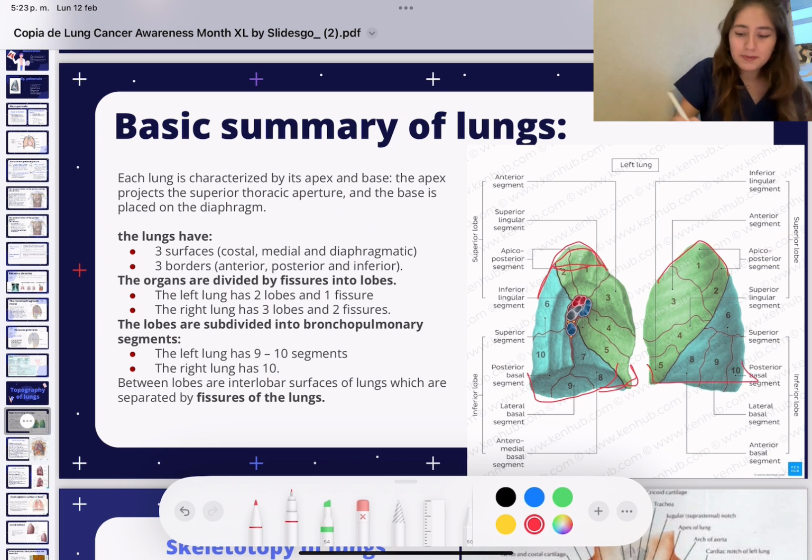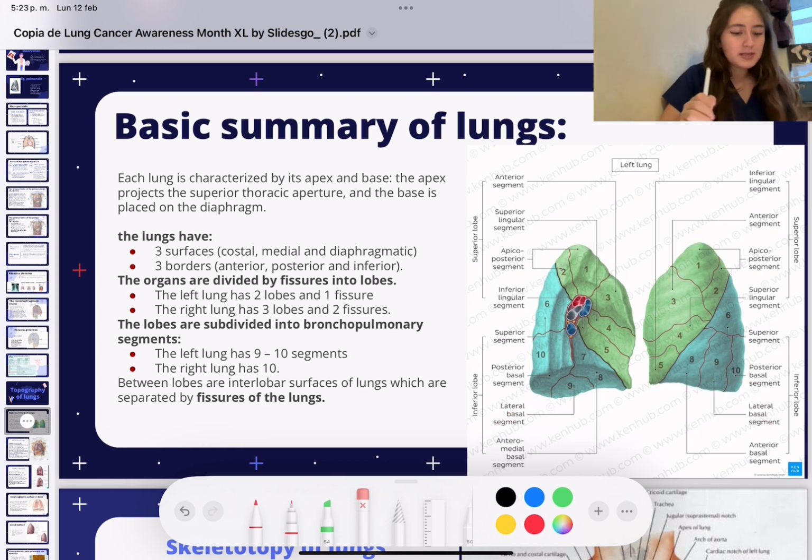Base, apex, diaphragm. The lungs have three surfaces and three borders. The surfaces are costal, medial, and diaphragmatic, and the borders are anterior, posterior, and inferior. The organs are divided by fissures into lobes. The left lung has 2 lobes and 1 fissure. The right lung has 3 lobes and 2 fissures.